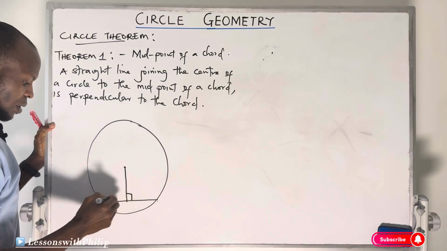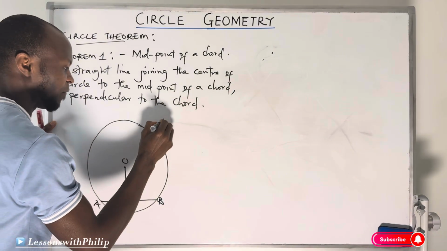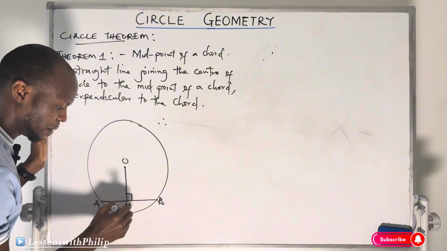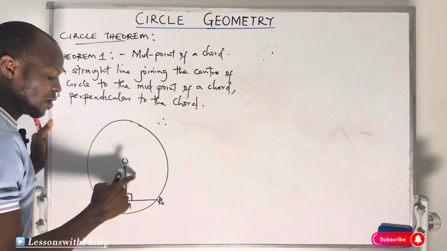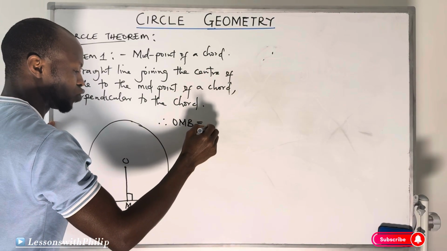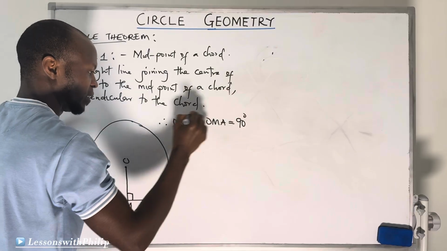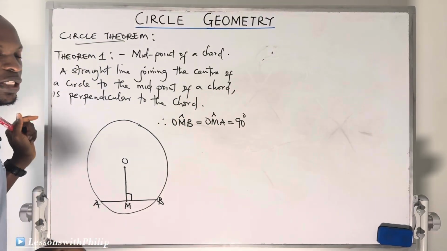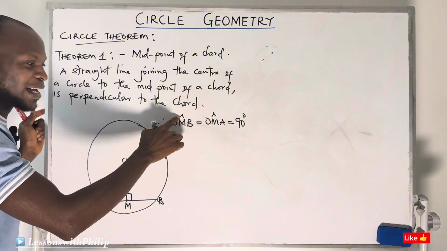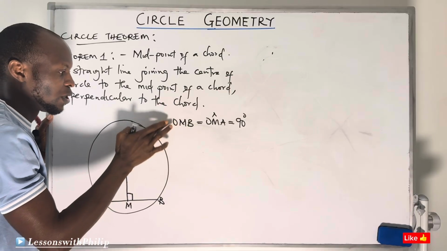If this chord is AB, and this center is O, and this point is point M, the midpoint of the chord, therefore this angle OMB is equivalent to OMA, which is equivalent to 90 degrees. My angle OMA is equivalent to 90 degrees. I'm putting the angle sign on M because the angle is at M. Okay, I've explained this. Now I can decide to put the angle at the front.